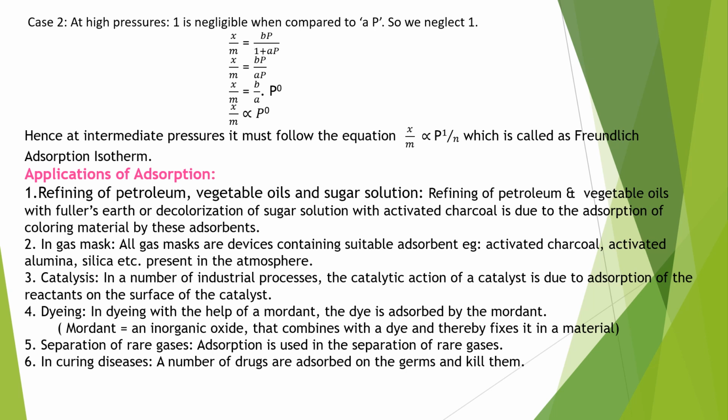So, what is this x by m proportional to P power 0? This is at high pressures. Whereas at low pressures, we got x by m proportional to P power 1. So, at intermediate pressures, it should follow the equation x by m proportional to P power 1 by n, which is the expression for Freundlich adsorption isotherm. So, Langmuir adsorption isotherm equation is used for the verification of Freundlich adsorption isotherm equation.